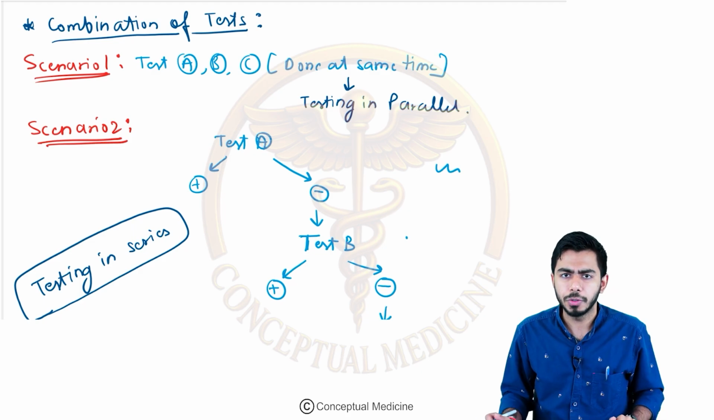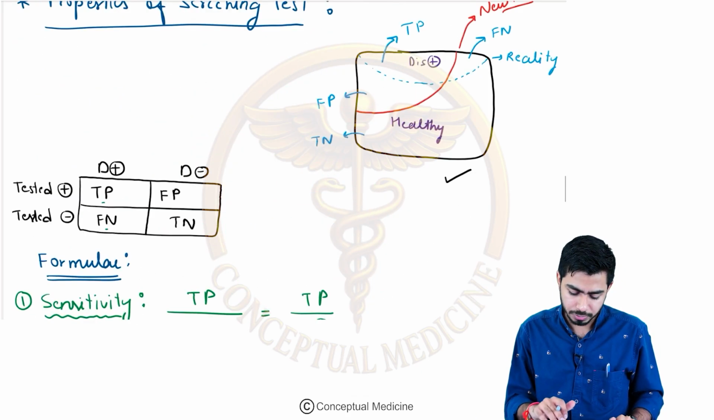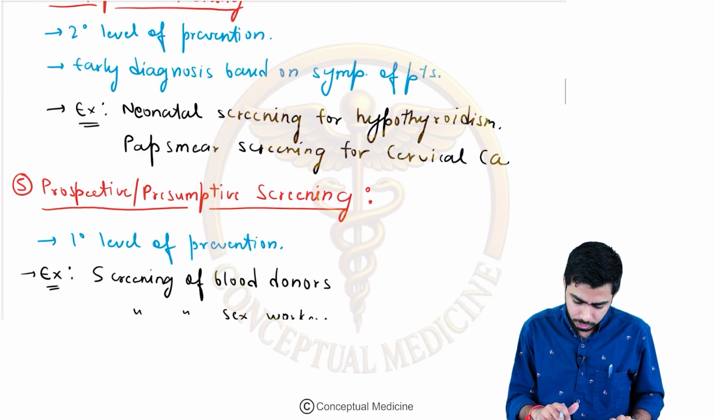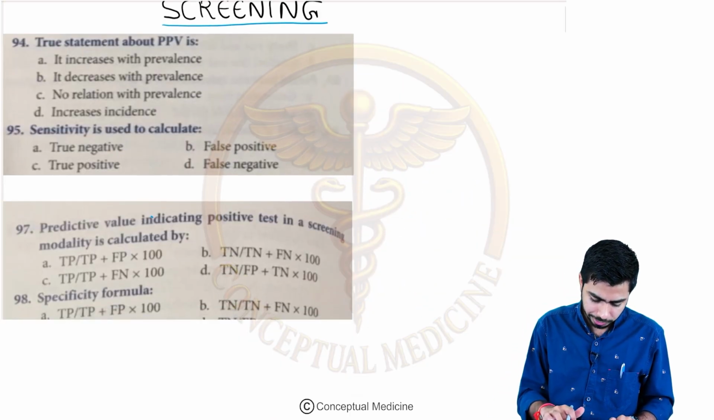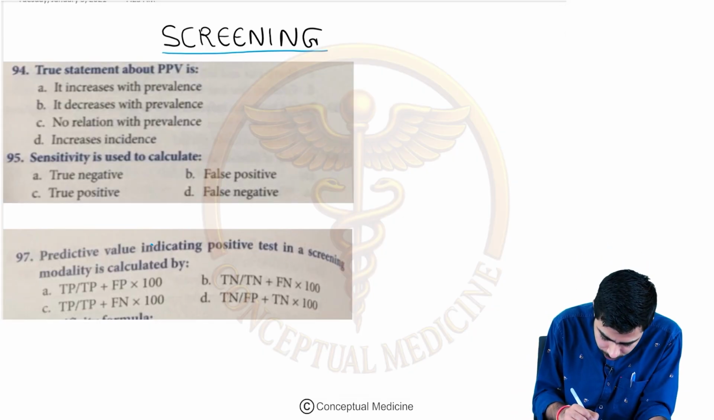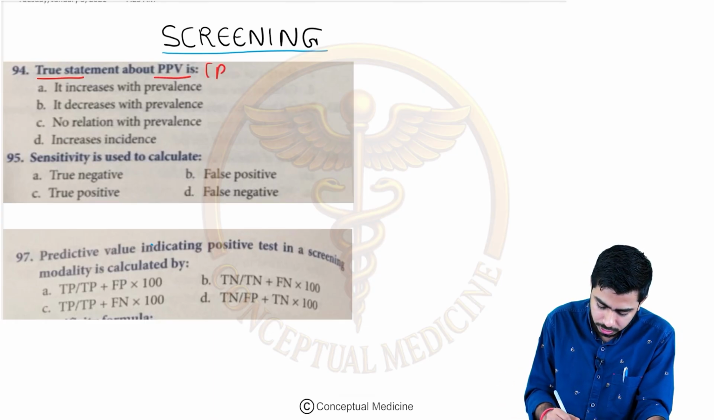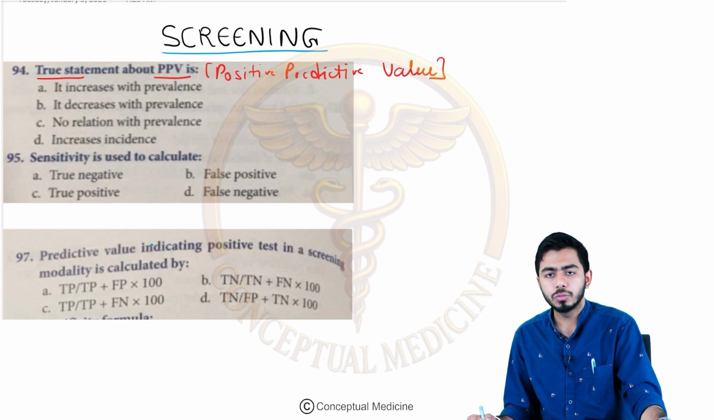Now let's jump into the MCQs. Whatever we have discussed, let's try to apply that in our MCQs, guys. So let's look at MCQ number 1. In this particular MCQ, they are asking for the true statement about PPV. What is PPV? Yes, that is your positive predictive value. Now you should be telling me.